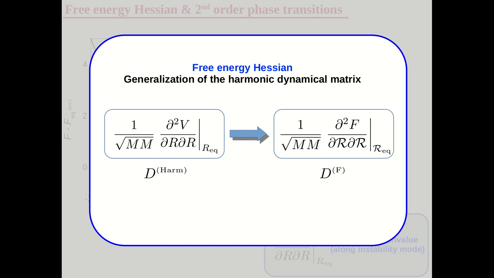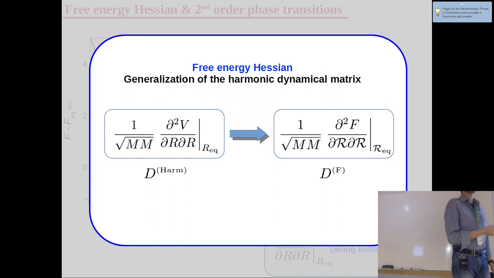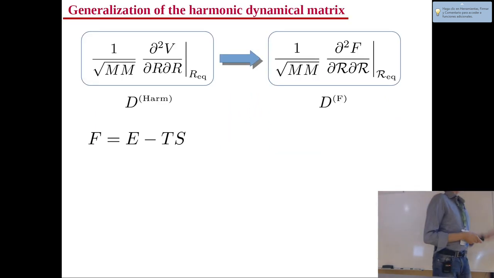So therefore, this is what we have to do in order to have a proper generalization of the harmonic dynamical matrix. We have to replace the Hessian of the potential energy surface with the Hessian of the free energy with respect to the centroid. This is the correct generalization of the harmonic dynamical matrix, because in this way, by looking at the eigenvalue of this quantity, we can see when there is a softening related to an instability, a structural instability. So this is the generalization.